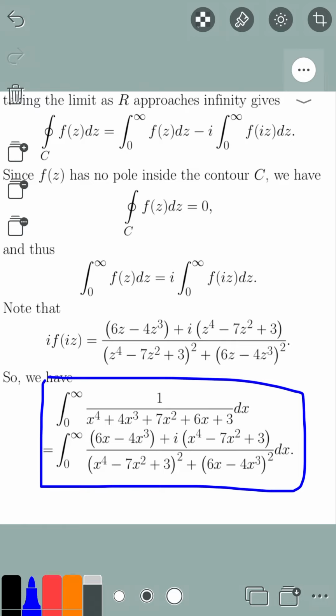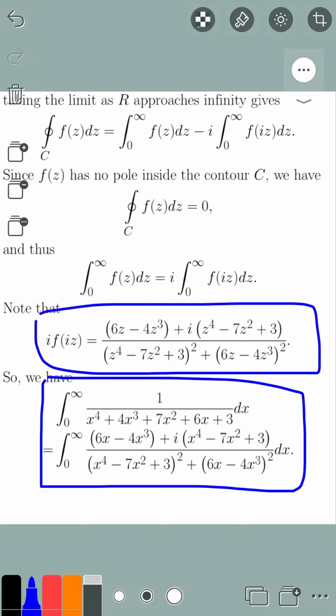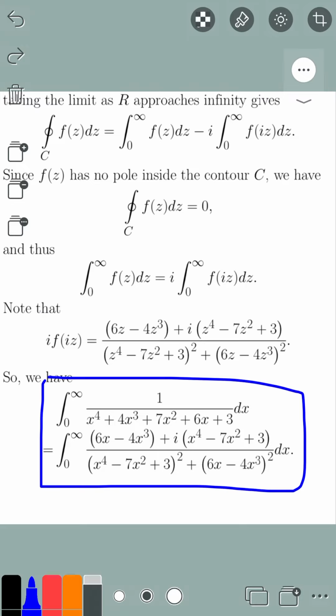So the integral from 0 to infinity of 1 over x to the fourth power plus 4x cubed plus 7x squared plus 6x plus 3 dx is equal to the integral from 0 to infinity of i times f of iz, which is this whole expression: 6x minus 4x cubed plus i times x to the fourth minus 4x squared plus 3, over (x to the fourth minus 7x squared plus 3) squared plus (6x minus 4x cubed) squared, dx. And so we get this equation.